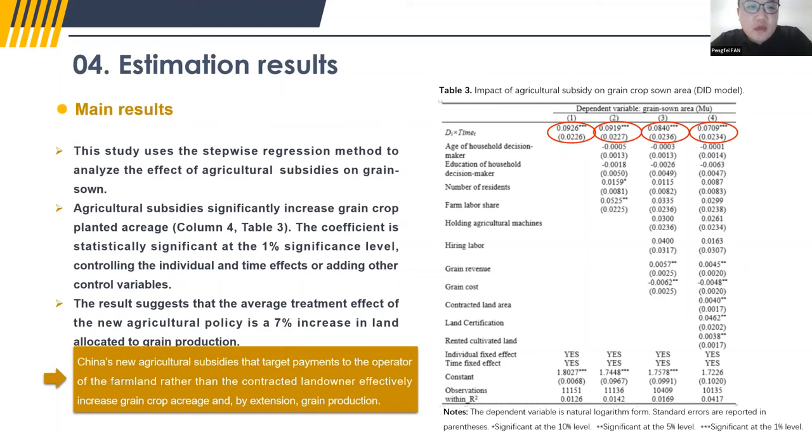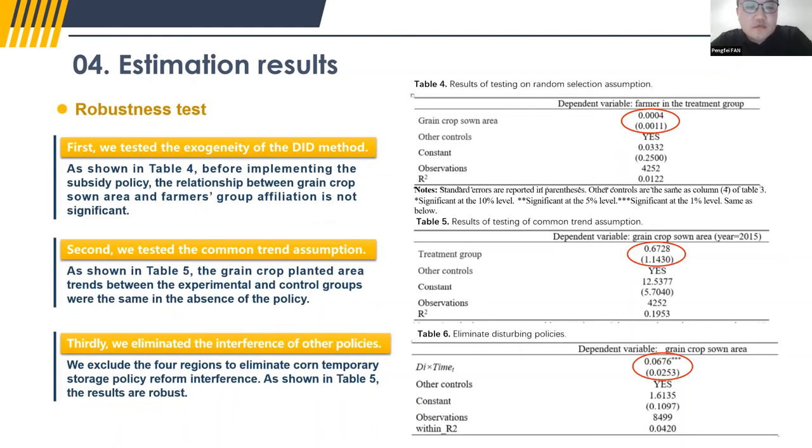As you can see in table three, by adding control variables step by step, the regression results consistently show that the agriculture subsidy significantly increased crop planted area. The result suggests that the new agriculture subsidy increased the grain planted area by nearly 7%. And we also conducted a rich set of robustness tests for this result.